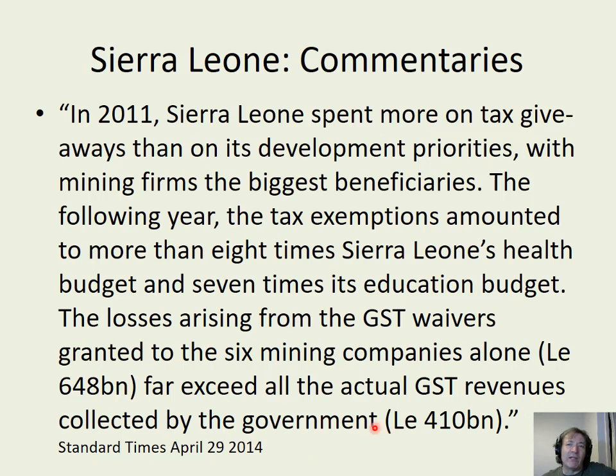Then you can get loads and loads of commentaries in the media. Here's the Sierra Leone Standard Times, quite a prestigious Sierra Leone paper: spent more on tax giveaways than all its development priorities. Mining firms, particularly the diamond mining firms, were the biggest beneficiaries. The tax exemptions would have paid for 8 times the whole health budget or 7 times the whole education budget. So you're forgiving enormous amounts of tax.